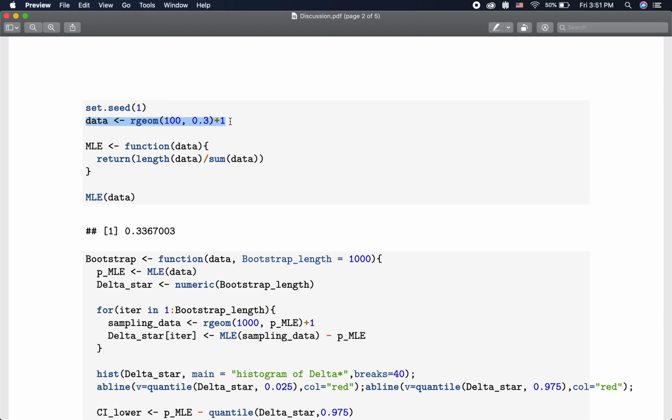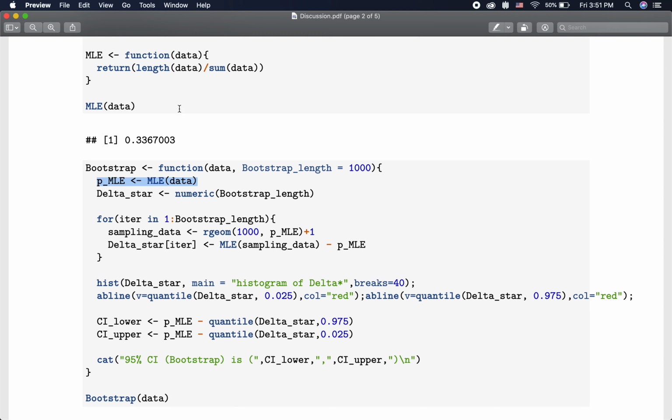So this is the sampling data, not the observed data. Here is the observed data that we generated as the observed data, and then we lock it down as fixed. And also the same MLE here, we lock it down as fixed. So we do not change that anymore. And here is the core of the Bootstrap. We run 1,000 simulations, and then we get 1,000 estimates of the parameter.